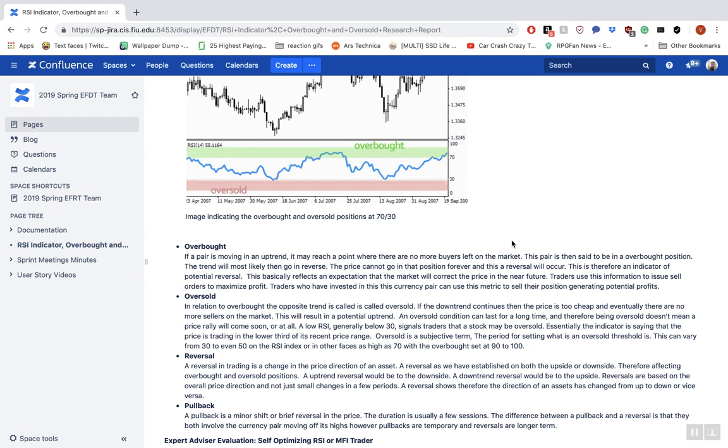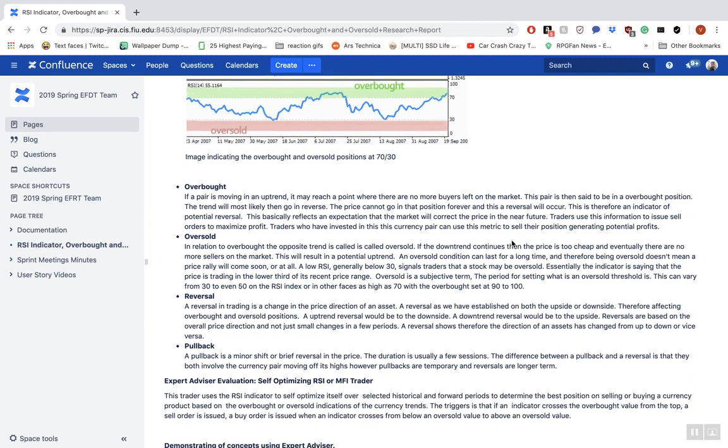Now, let's look at the reverse of that, which is the oversold position. Similar to what we said, if a downtrend continues, then the price is too cheap and eventually brings more buyers on the market. And this could mean a potential uptrend in the trade or the product. The oversold position is an indicator that it's undervalued, or that the price is trading lower than a third of its recent price range.